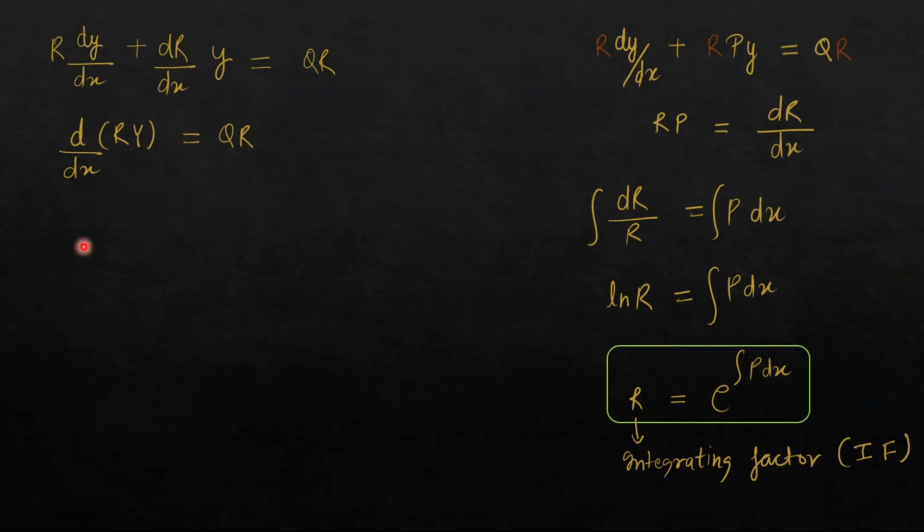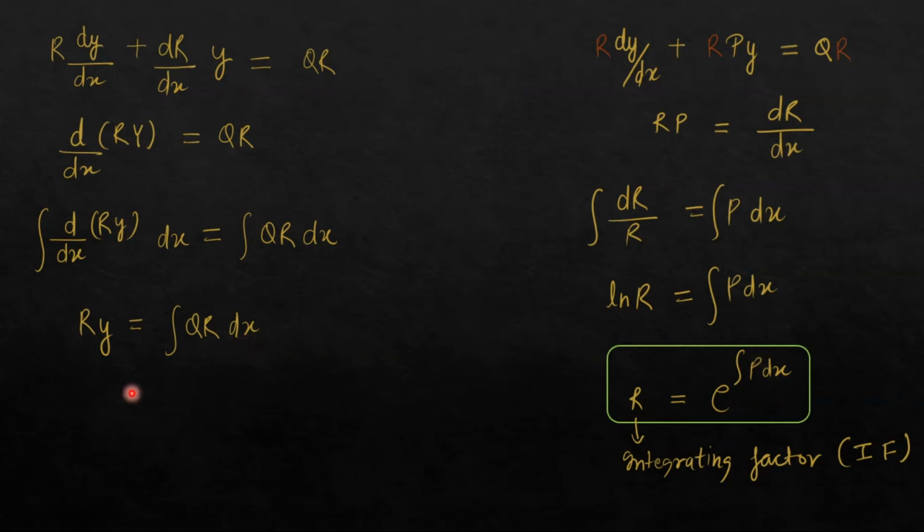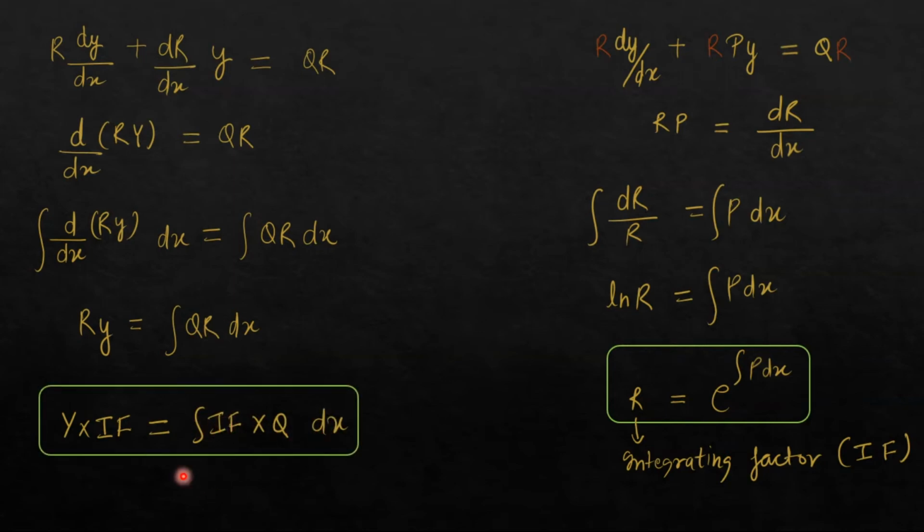Now integrate both the sides. If you integrate both the sides, now what you will get, this integration and differentiation will get cancelled, because integration and differentiation are reciprocal to each other, or you can say opposite to each other. So you will get only r y. If you integrate this, you will get r y is equals to integration of q r dx, where r is the integrating factor. Okay, so I can write y into integrating factor is equals to integration of q into integrating factor into dx. So this will be the solution of the given differential equation.